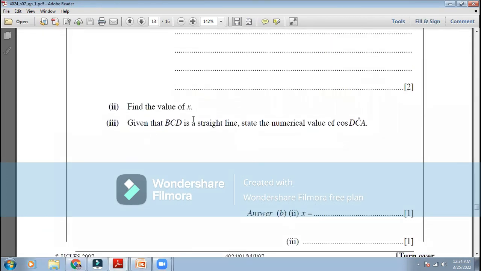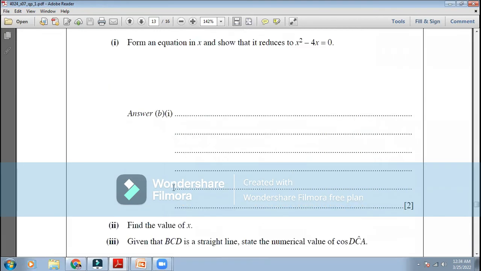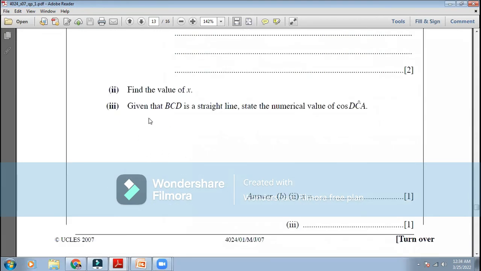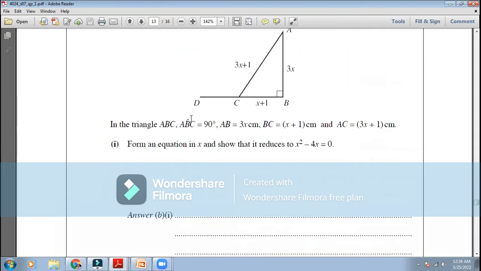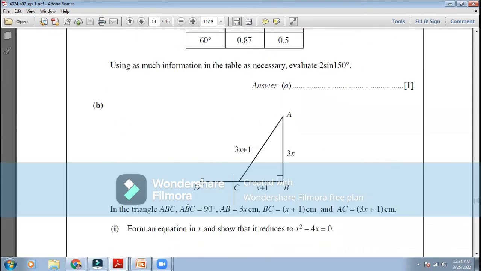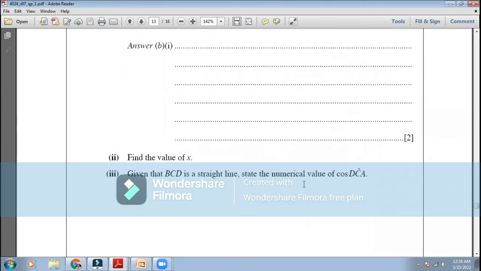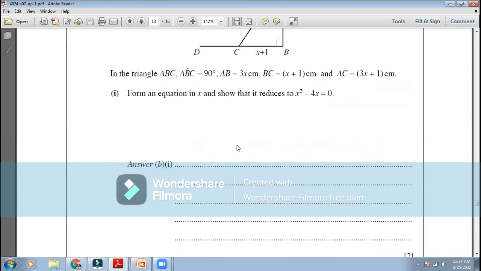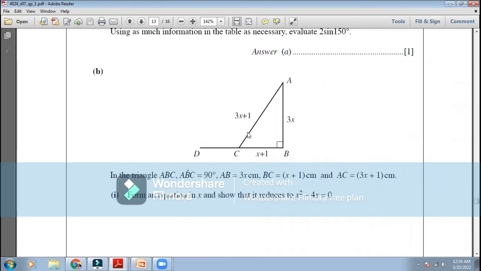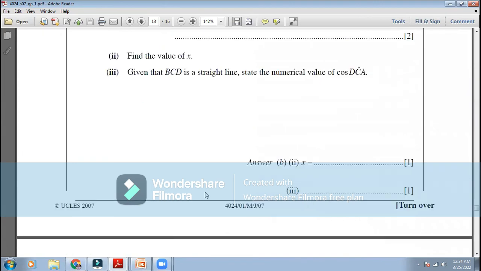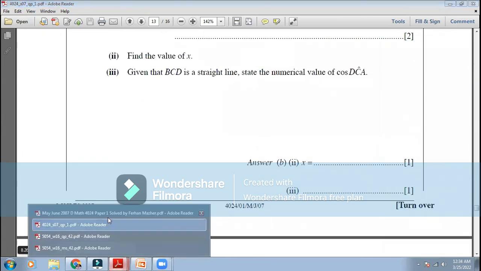Then he says, find the value of x. So I will solve this equation and find the value of x. Then he says, given that BCD is a straight line, state the numerical value of cos DCA. So that is what they are asking for. So the first thing we have to do is find the value of x.